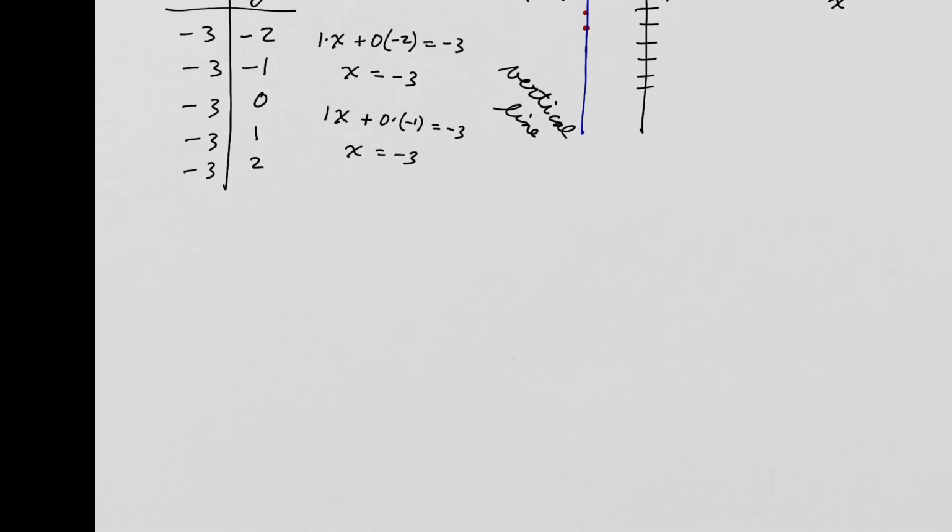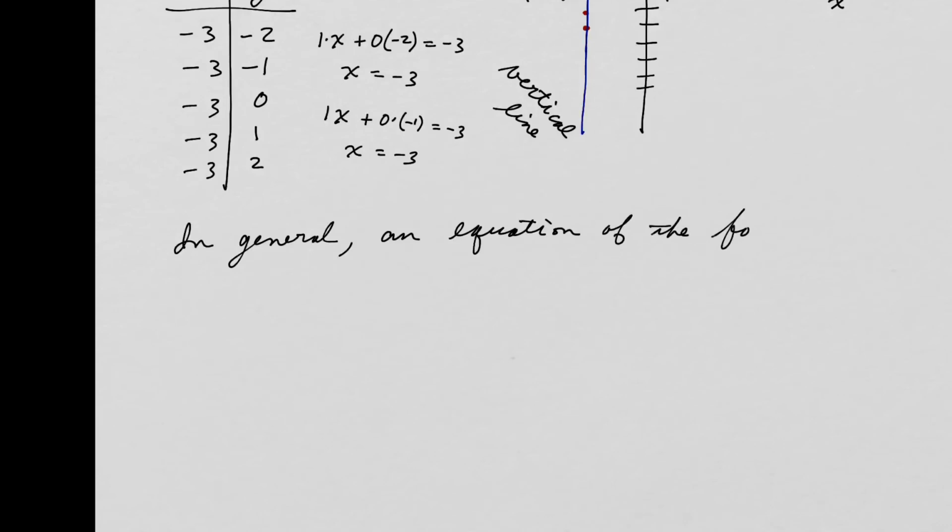So in general, an equation of the form x is equal to a constant, usually we call it a, so I'll just say this is a constant, right? X equals some number. It's a vertical line. So if you see x equals 2, x equals -5, x equals 17, that represents a vertical line.